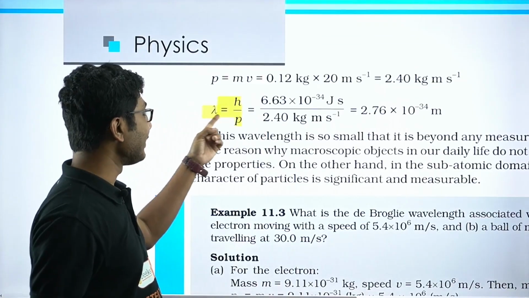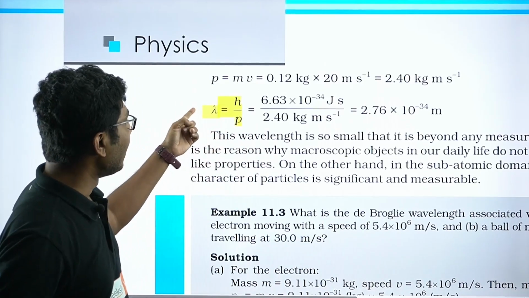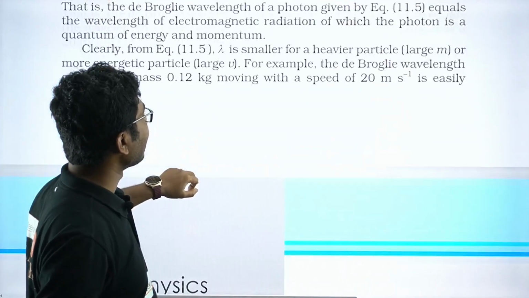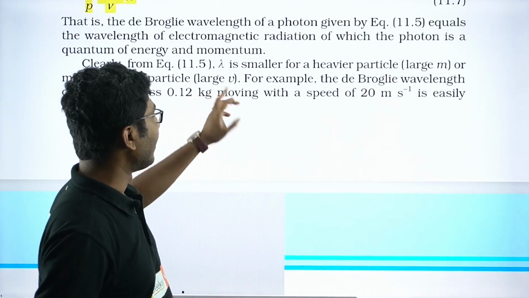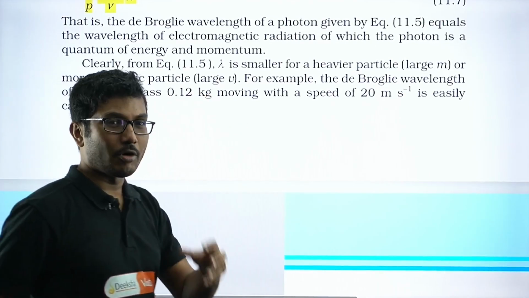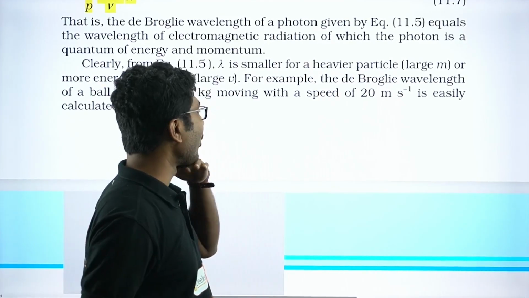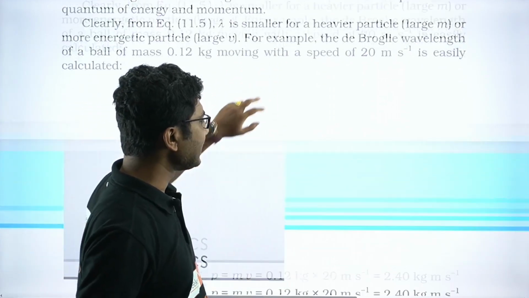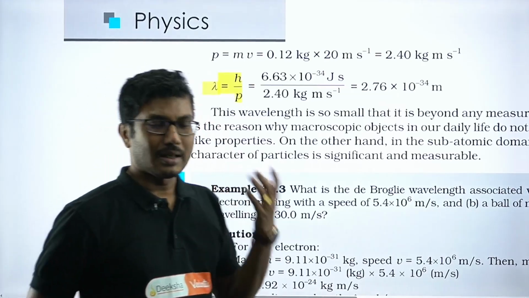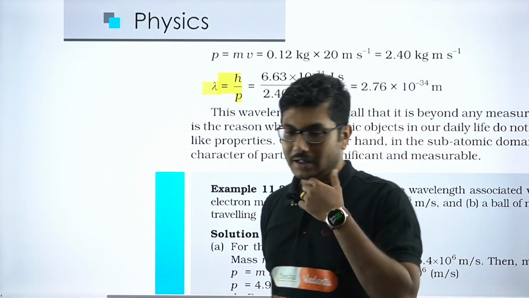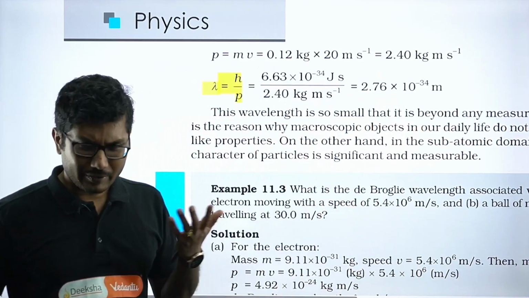Momentum is more prominent for particles, and here you can calculate the wavelength for some particles. For example, they are trying to calculate it for a mass of, say, 0.12 kg, a ball, moving with a speed of 20 meter per second. So it is a normal ball or a normal car traveling at say 10 meter per second or 100 meter per second, whatever it is.